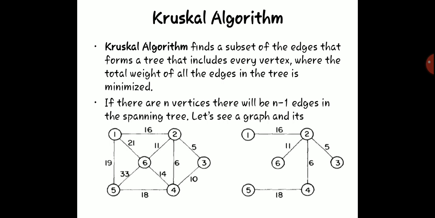That spanning tree, of course, includes every vertex. If there are n vertices in the spanning tree, the number of edges would obviously be n minus 1, right? So if there are 4 vertices, there will be 3 edges. If there are 5 vertices, there will be 4 edges, and so on.